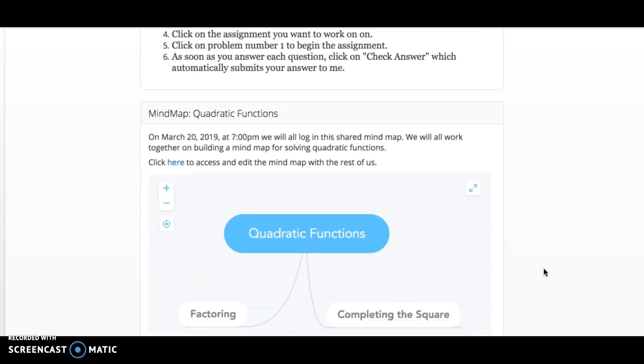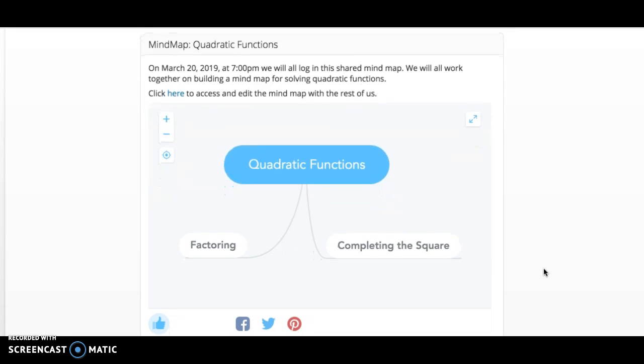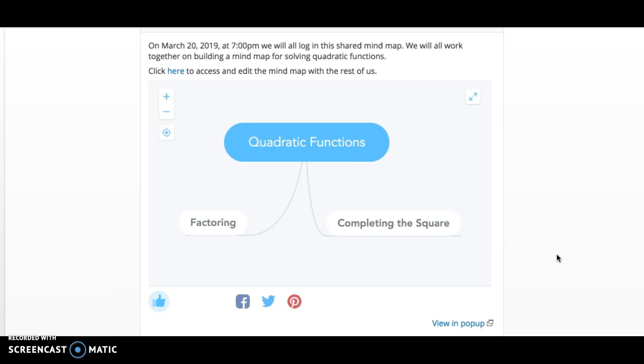I have a mind map here, which is what we will be doing until the very end. We will all be working on completing this mind map. So far we've done factoring and completing the square. So we will add how we would use factoring in quadratic functions and how we would use completing the square in quadratic functions. This would be a great concept map for us to have at the end, and we will continue adding as we use the quadratic formula, which is next.